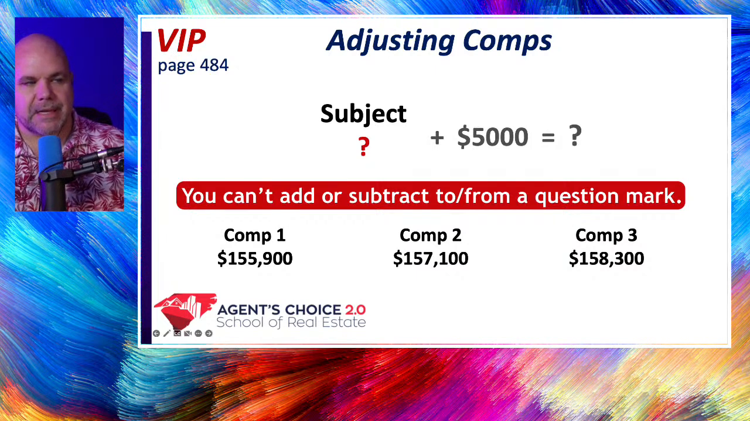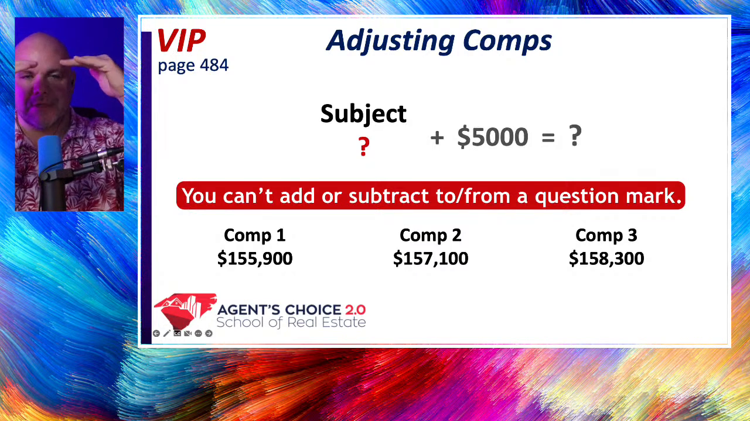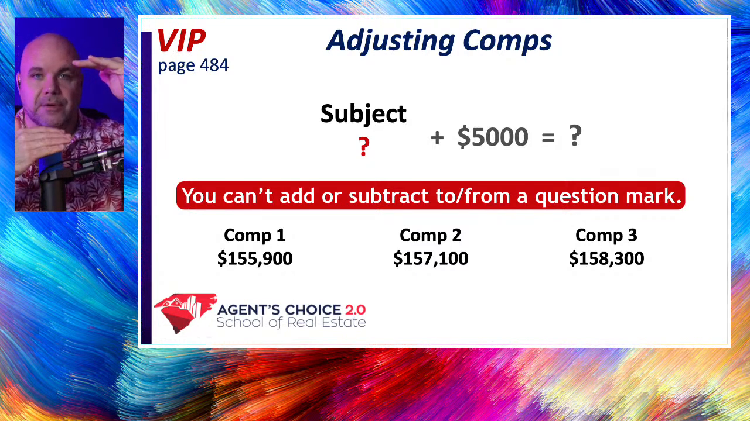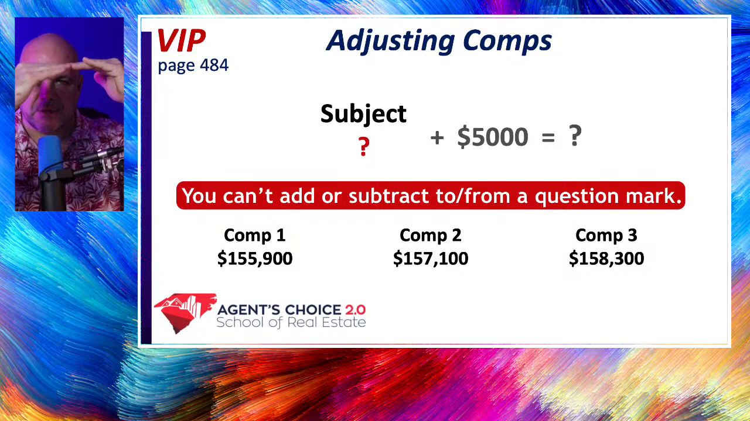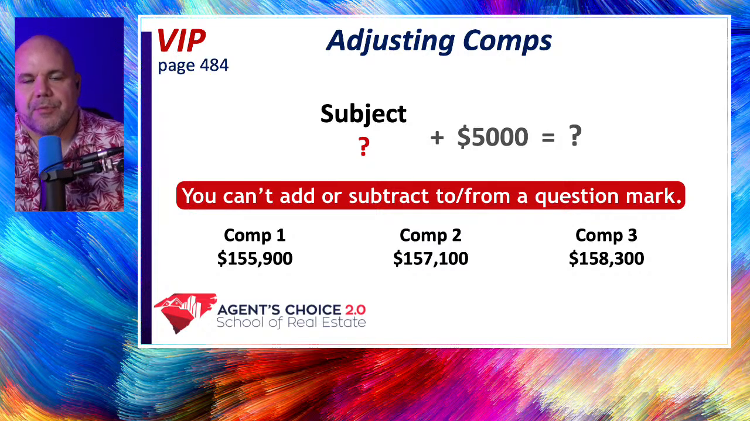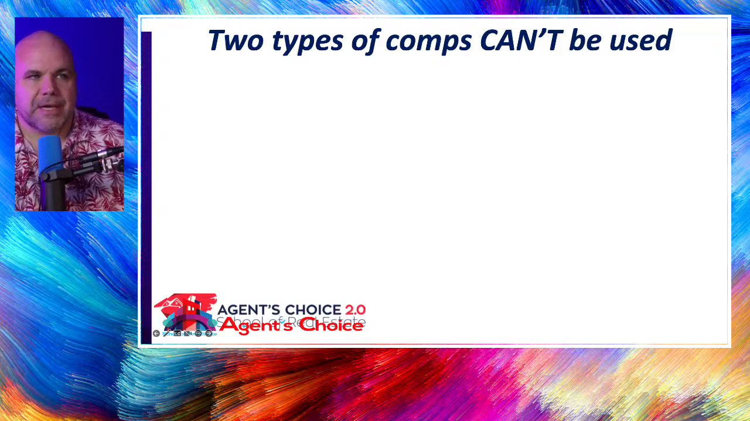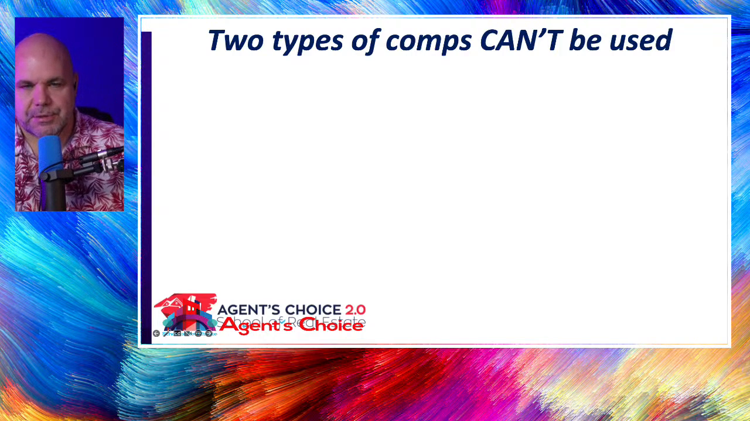Comp 3, let's say it has 2 bathrooms and the subject has 3. So this time the comparable is inferior. We need to add dollars to what they sold it for to bring it up to the level of the subject. If that comp had 3 baths instead of 2, because the subject has 3 baths, how much would it have sold for? Instead of 158.3, maybe it would have sold for 163.3, right? There are 2 kinds of comparables that cannot be used.